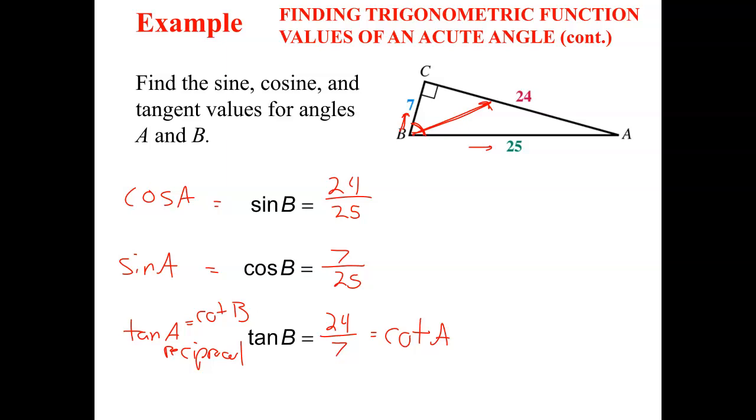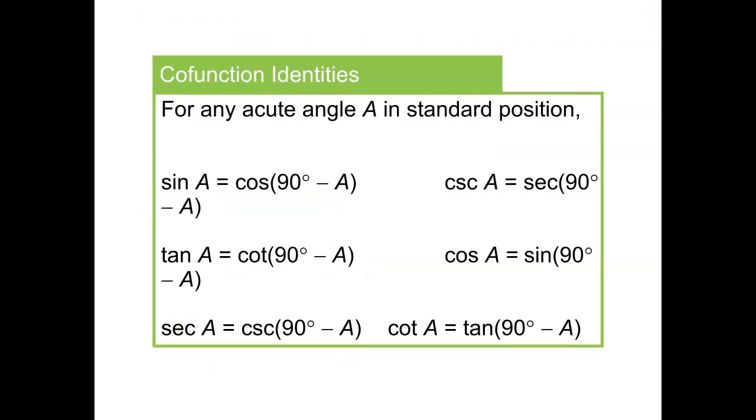And that leads us into our co-function formulas on the next slide. For any acute angle A in standard position, if we take the angle measurement, subtract it from 90, and then use our cofunction, it's going to be the same value, okay? So sine of A is equivalent to cosine of 90 degrees minus whatever that angle is, okay? Tangent, same with cotangent. Secant, the same with cosecant, okay? They're cofunctions. So if we take 90, subtract the angle value, we can use that new angle measurement in the cofunction, and we get an equivalent value.